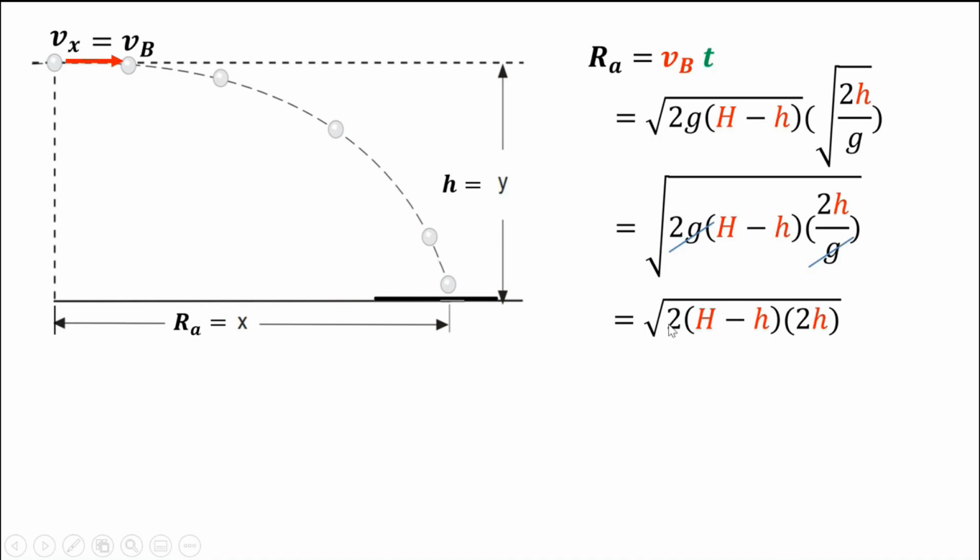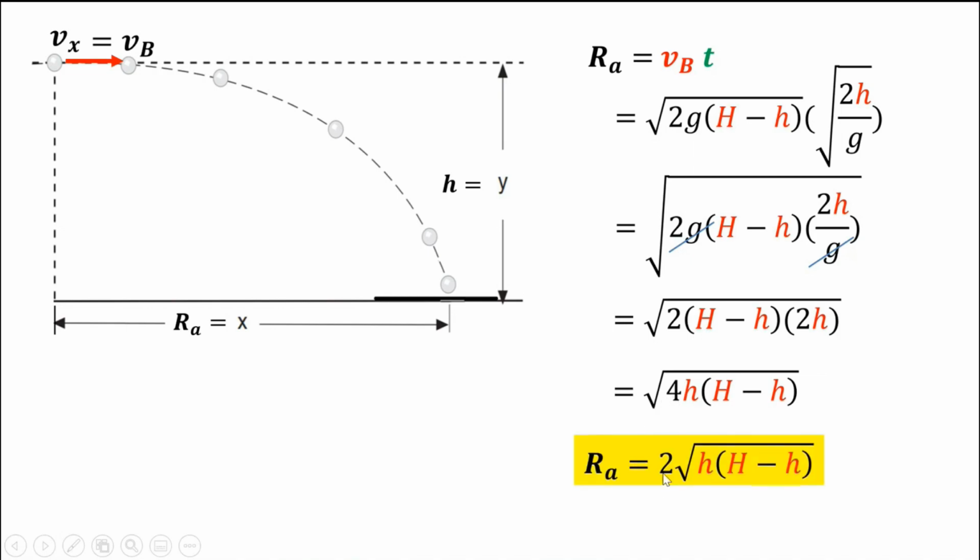Then we can multiply 2, and we can put the small h in front, so it will be the square root of 4h times open parenthesis big H minus small h. Since 4 is a perfect square, the square root of 4 is just 2, so we can put 2 outside. So it will be 2 times the square root of small h times open parenthesis big H minus small h, which is now the formula for our analytical range.